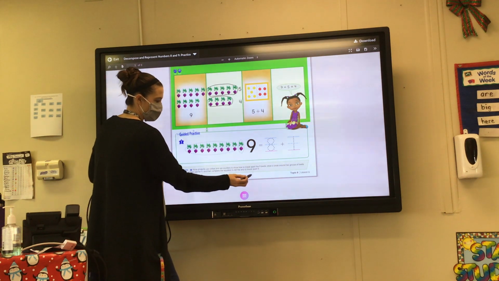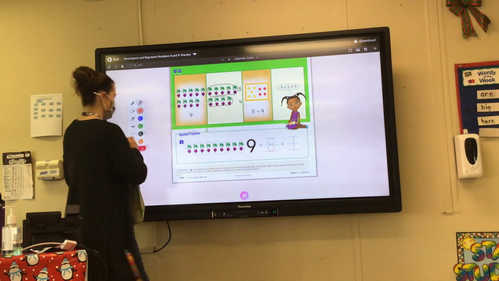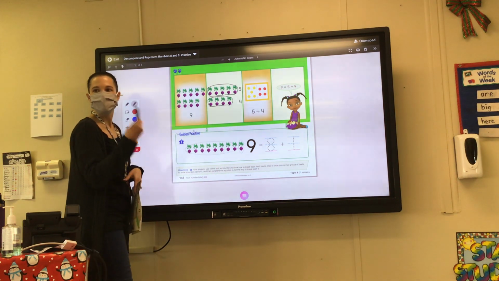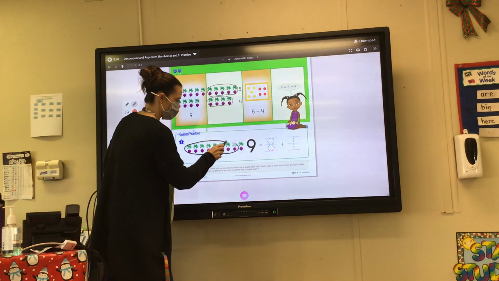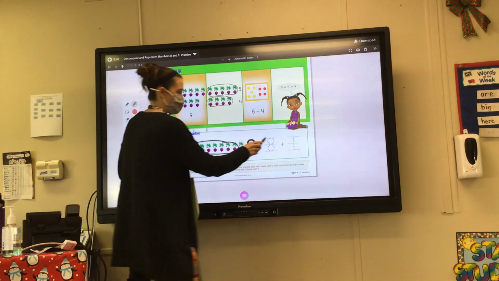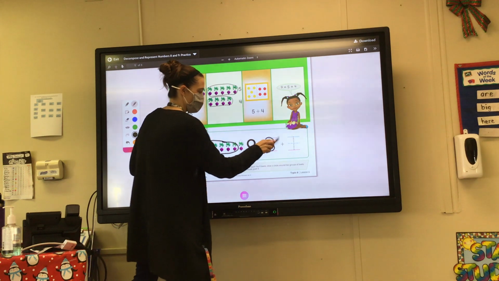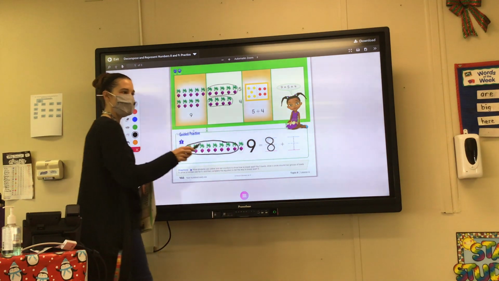How did they break apart 9? How many are in the first group? Madeline? 8. Circle that around the 8 beads. And they had 9 equals 8 plus 1.